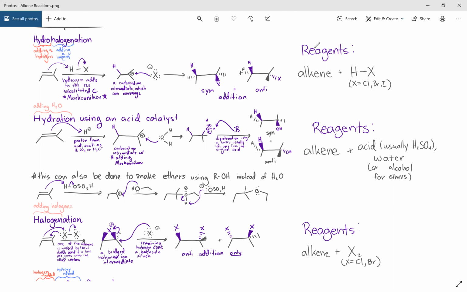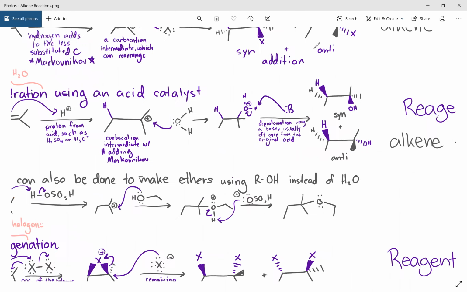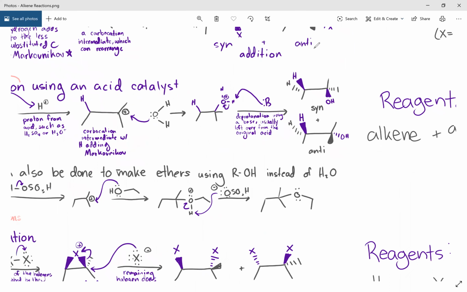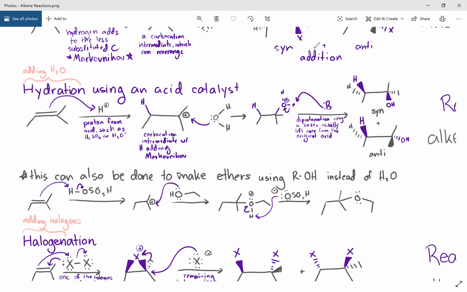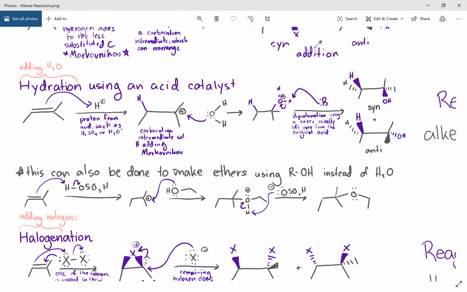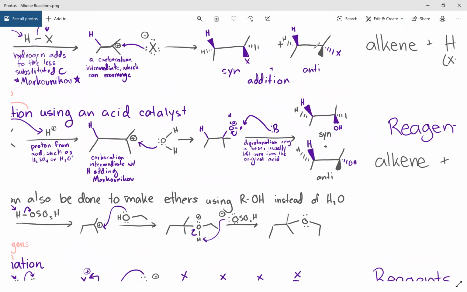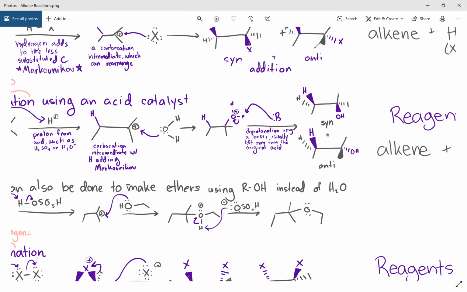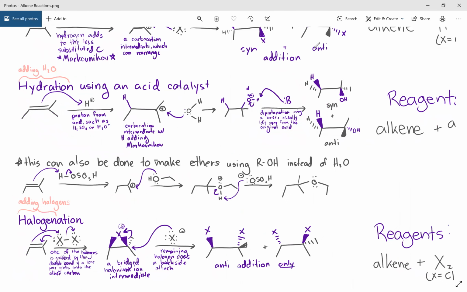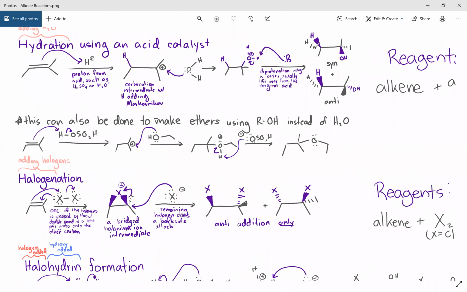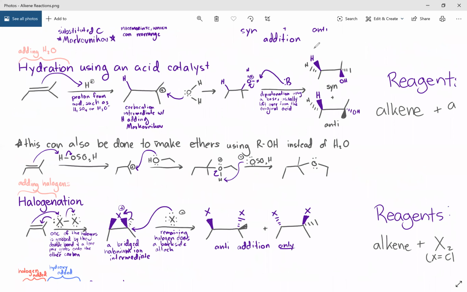Okay? And so we can see here that after we have a carbocation, our water molecule is going to add, and then it's going to be deprotonated, making our final product. And remember, hydration is just adding H2O, and we can see here that we add both an H and an OH, therefore being H2O. Okay? And I want to mention something very quickly before we move on. This method, this hydration, can also be used to make ethers.